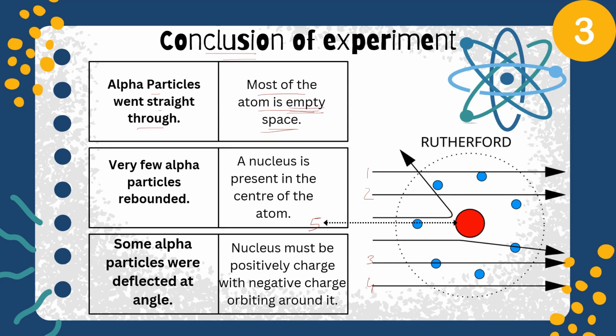From this he concluded that a nucleus is present in the center of the atom. Some alpha particles were deflected at an angle. The nucleus must be positively charged, that is why it is repelling them, with negative charge orbiting around. There was some negative charge as well.